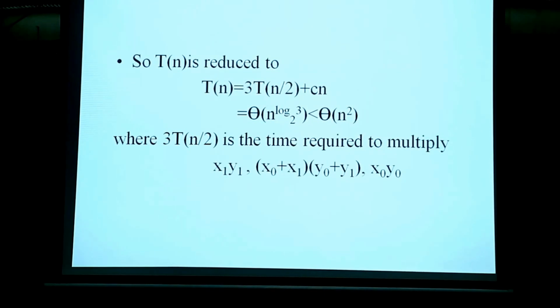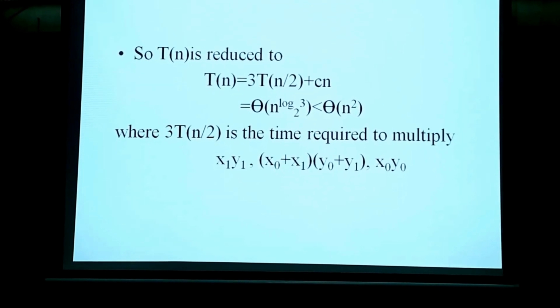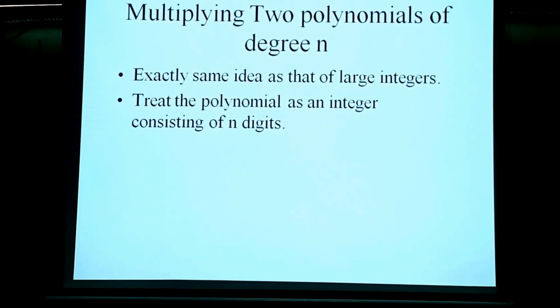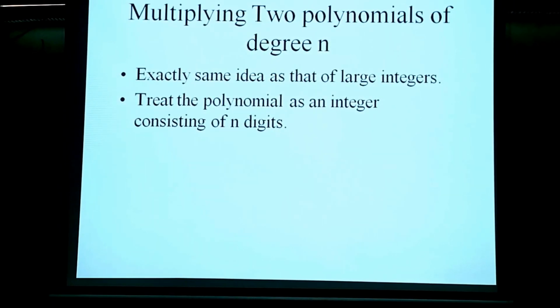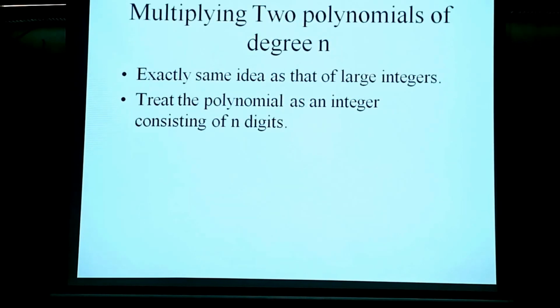Right? So we have been able to make progress over the iterative version. So I'll stop here. We'll just quickly see after the tea break that multiplying 2 polynomials of degree n is absolutely the same. I have already given the correspondence. Okay, so then we will shift to search.